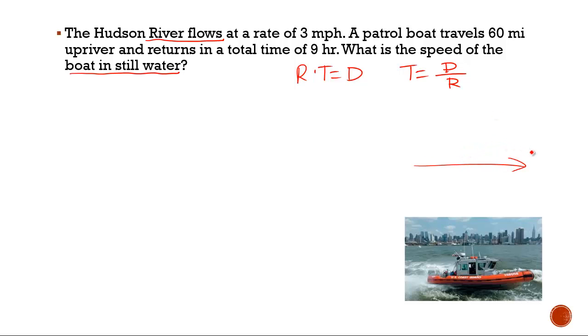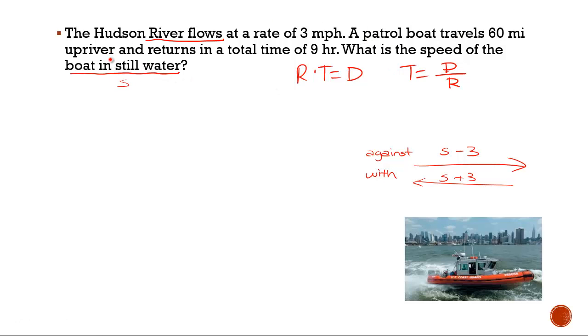if we're going against the river, that's going to be the still water speed minus 3. If we're going with the river, so that'll be the still water plus 3 as the rate. So that's S for still water.